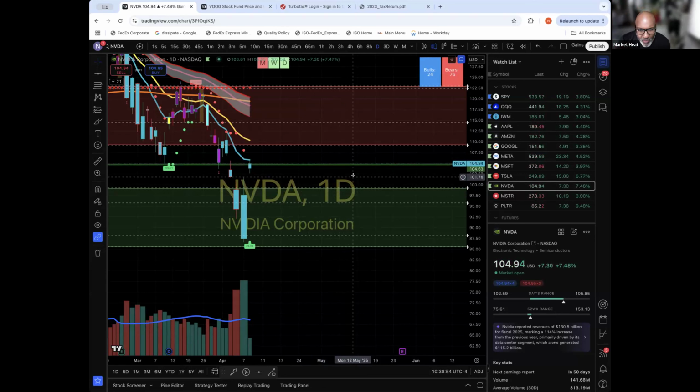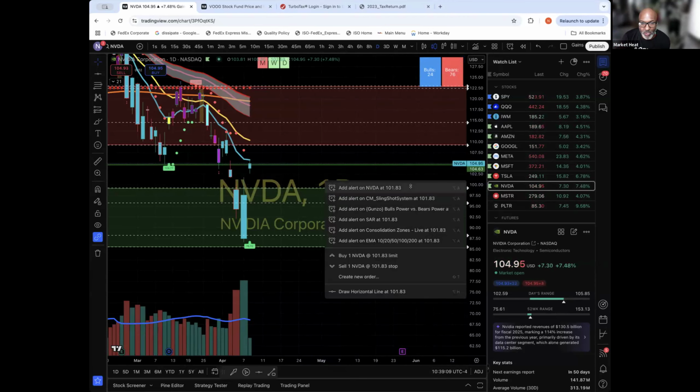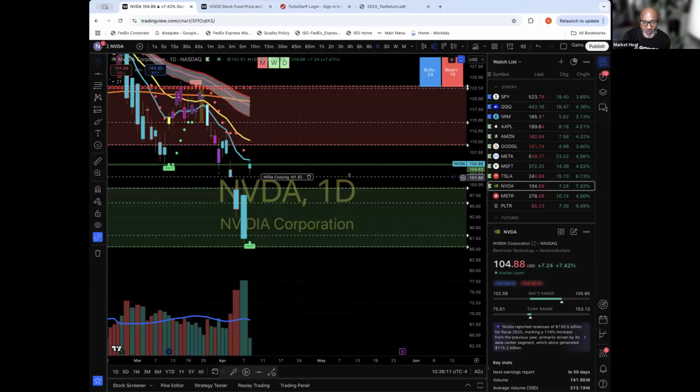Now I'm looking, where did NVIDIA stop from its last candle? Okay, it stopped right here. All right, so guess what I'm doing? Now I'm putting another level. Setting another alert, right? If it falls below this level right here, because this is the top of the previous wick, if it falls here, it's going here. Without even thinking. If it falls below 101.83, it is going to hit 99.24.